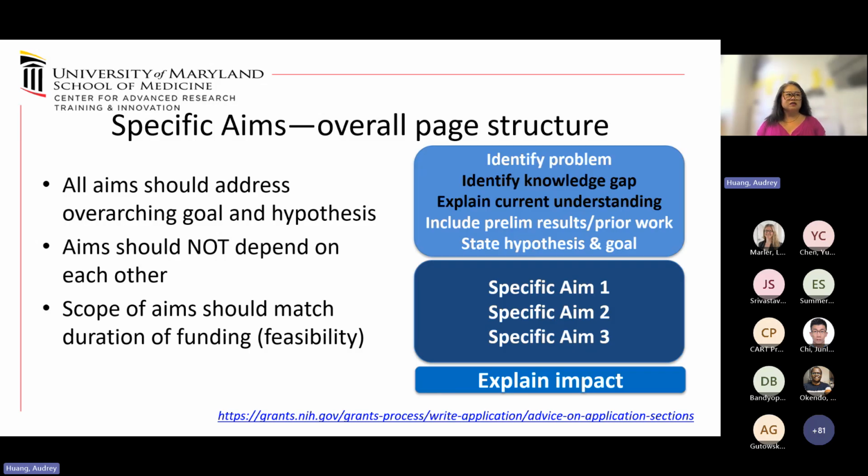Okay, so things to keep in mind on the left-hand side of the page, all aims should address your overall arching goal and hypothesis. You should be asking a question, forming a hypothesis, and your 3 aims are designed to independently address, answer, either support or refute the hypothesis and goal that you've listed above.